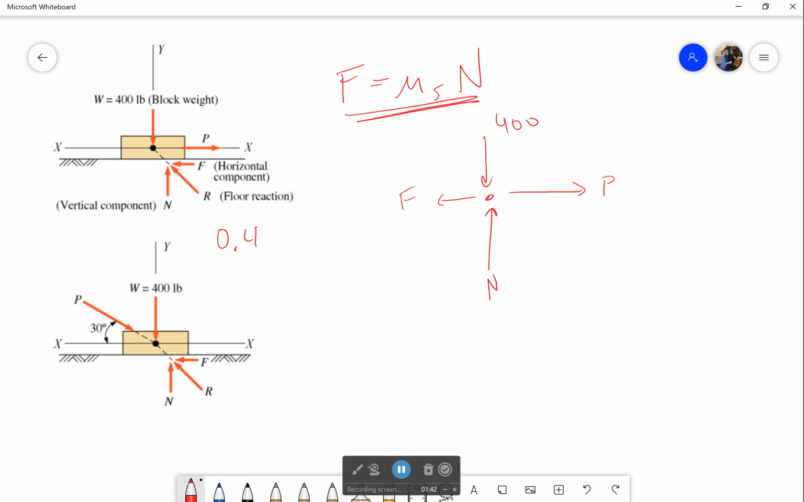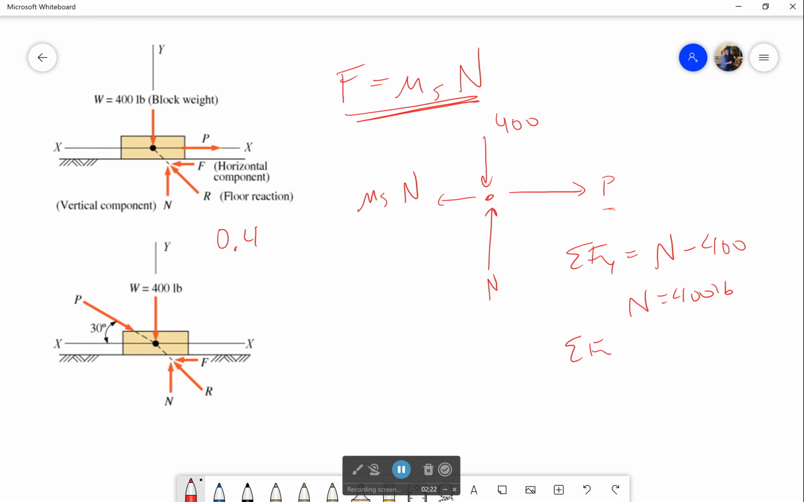And what I know is that at this point, motion is about to impend, which means that if I add any more force, I will begin to move. So instead of having my frictional force be an F, I'm going to change it to the little equation here. Now if I look at this, I've got two unknowns and I get two equations. So it's fairly simple. I'll sum the forces in the Y first. That's going to be equal to my normal force minus 400. And therefore, my normal force will equal 400 pounds.